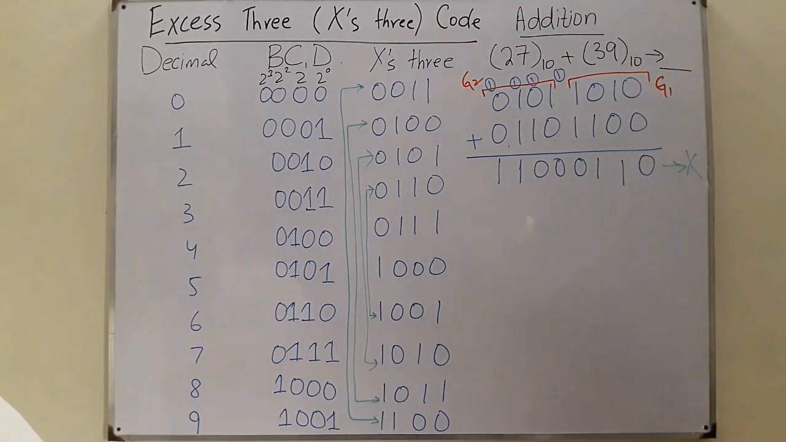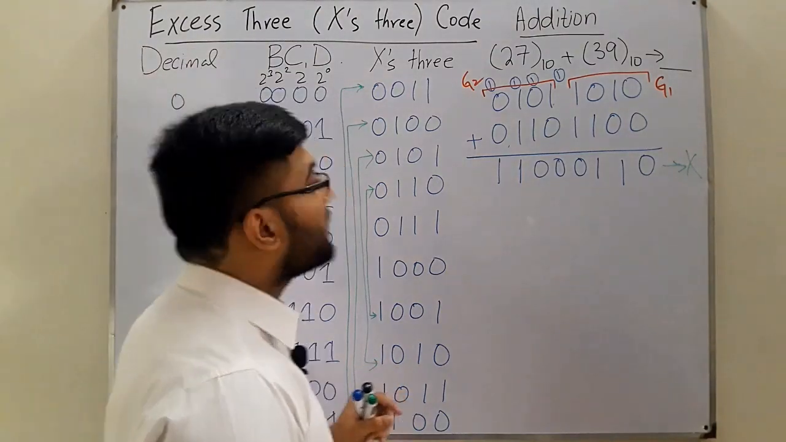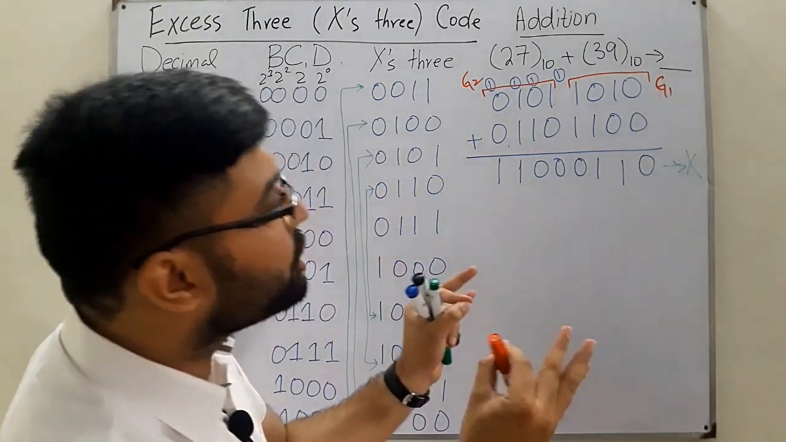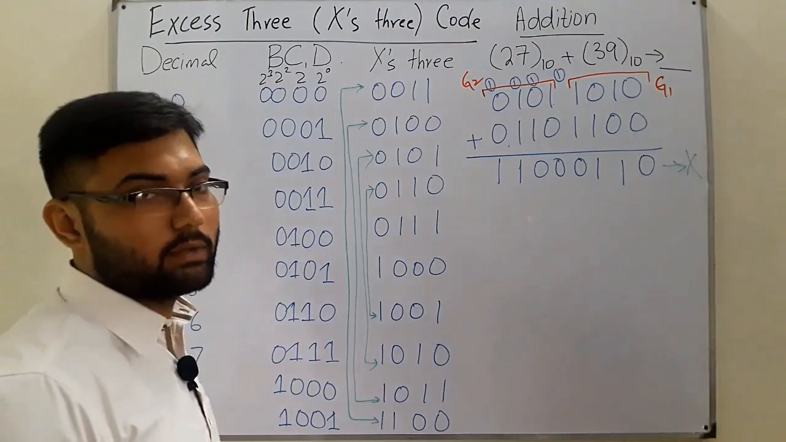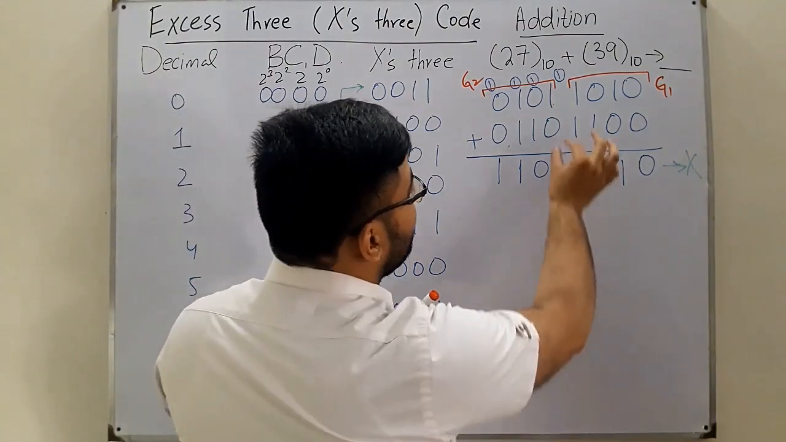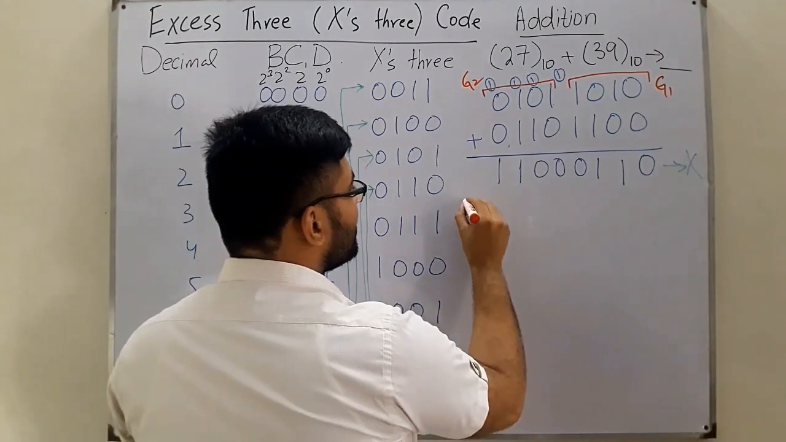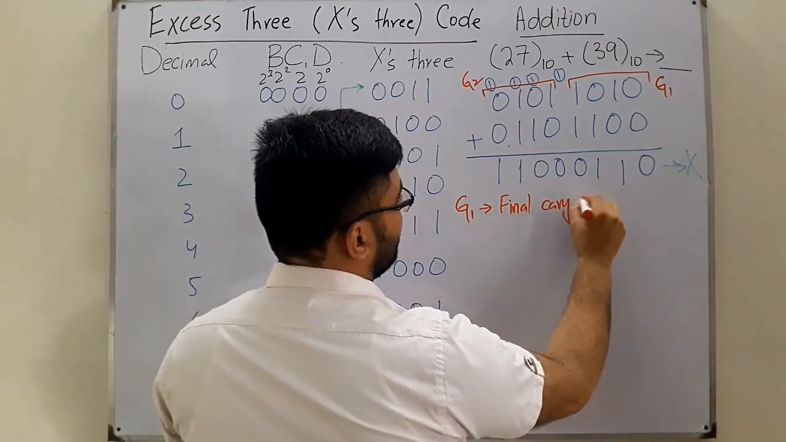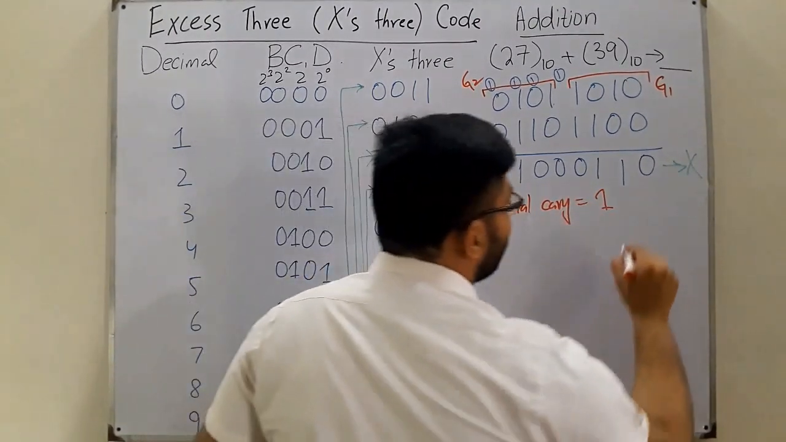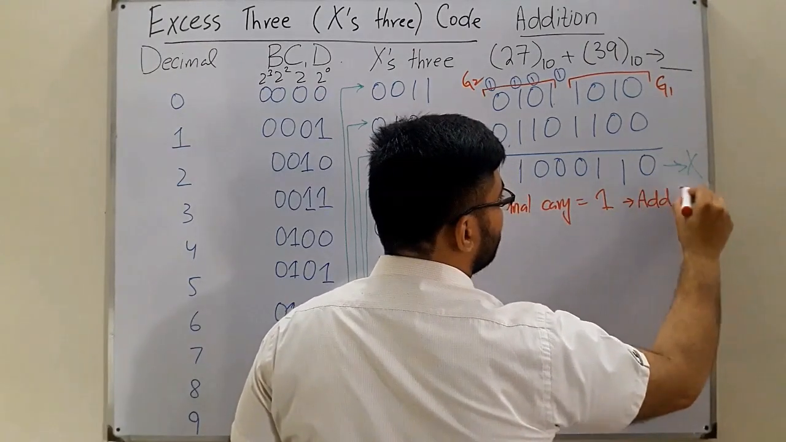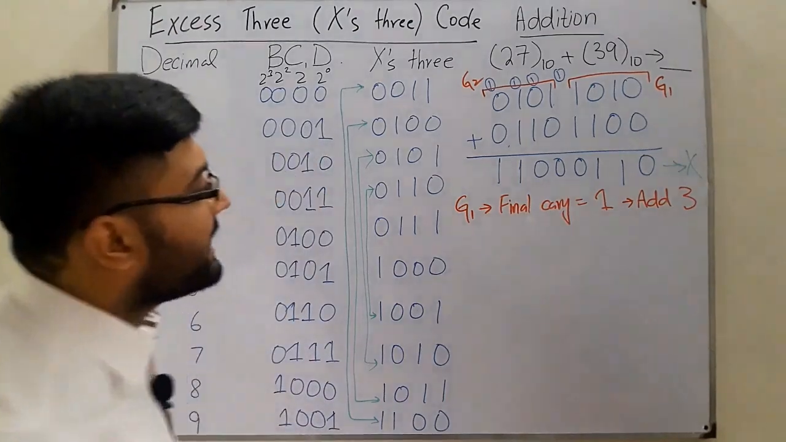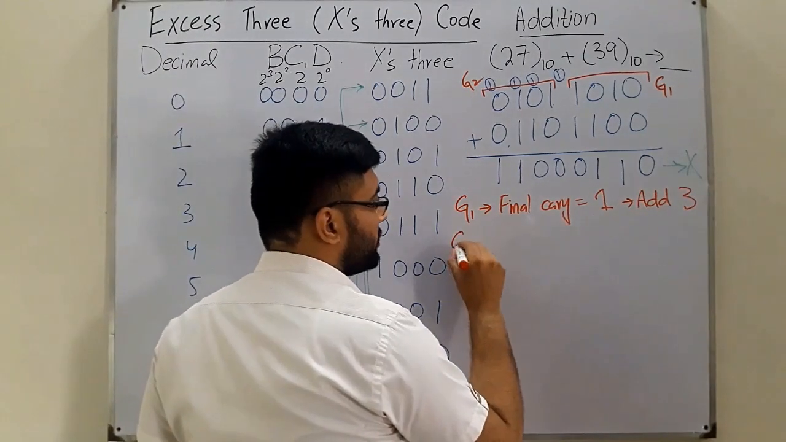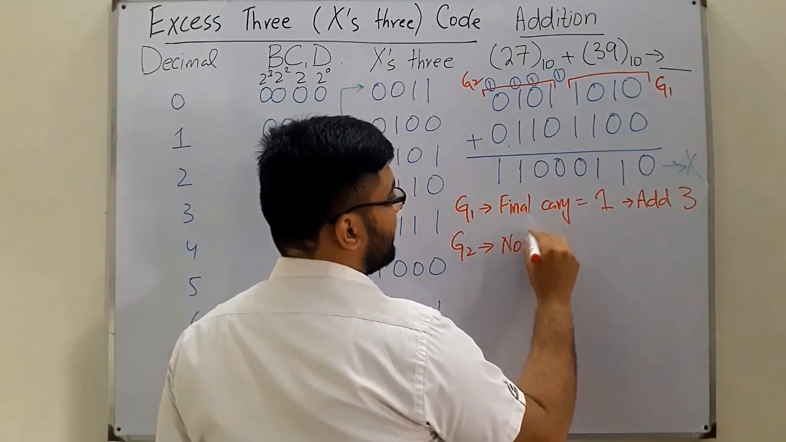Now, from the group that you have a final carry, you add 3 to that group. So in this case, we had a carry from this group 1 into group 2, which means in group 1, we had a final carry equal to 1. So you add 3 to the answer of this group. And the group that does not have a final carry, in this case group 2, doesn't have any carry. So group 2, no final carry.